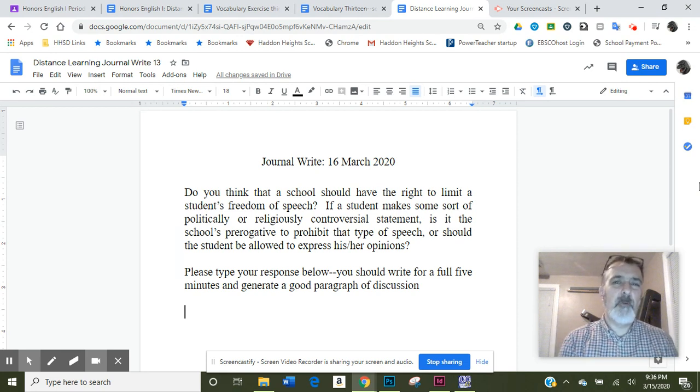So here's example 1. There was a student who was a junior in high school. She was openly gay. She was a lesbian. And the school took issue with some of the clothes she was wearing. Not because it was in violation of dress code, it wasn't too revealing or anything like that. They took objection to the messages of her clothing.